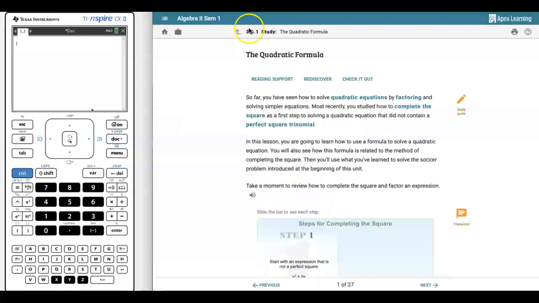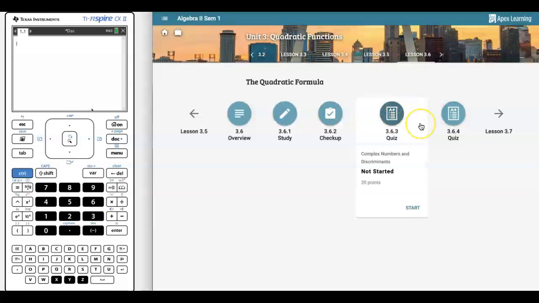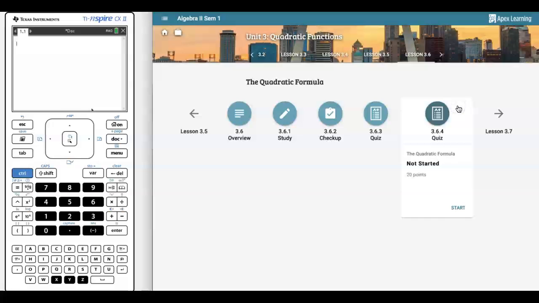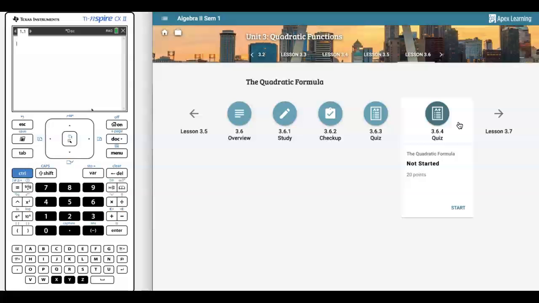So before we get started here again, there are two quizzes. Okay, there are two quizzes. So one is on complex numbers and discriminants. Okay, so again, I'll point out the section for that. And then the next quiz is actually on the quadratic formula. So taking those complex numbers and discriminants one step further and actually solving for the entire quadratic formula. All right, so now let's get going.